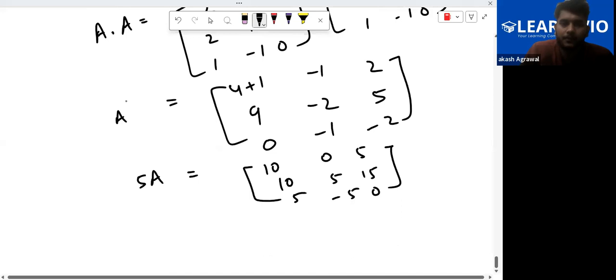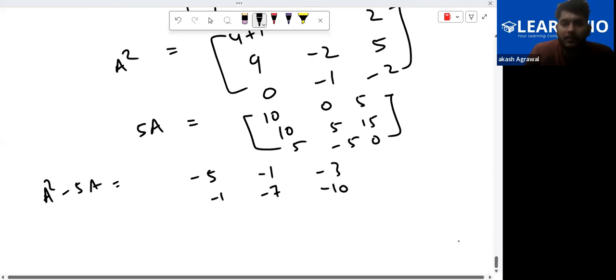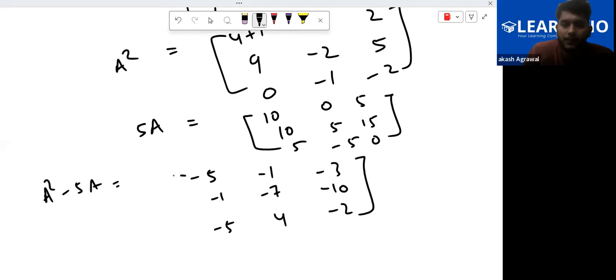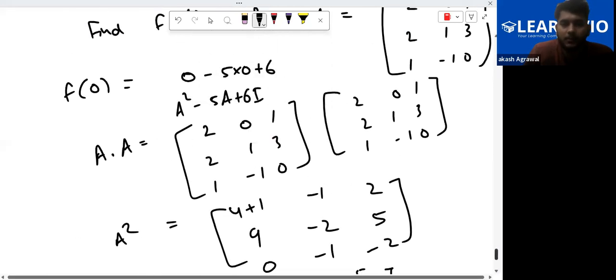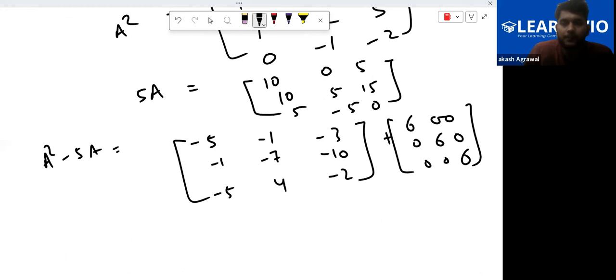A square minus 5a. So let's calculate. 5 minus 10 is minus 5. Minus 1 minus 0 is minus 1. 2 minus 5 is minus 3. 9 minus 10 is minus 1. Minus 2 minus 5 is minus 7. 5 minus 15 is minus 10. 0 minus 5 is minus 5. Minus 1 minus minus 5, so 4. Minus 2 minus 0 is minus 2. Okay. And plus 6i we have to do. So 6i is 6, 0, 0, 0, 6, 0, 0, 0, 6. Okay.